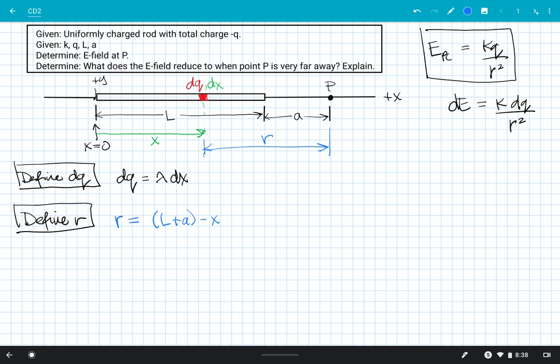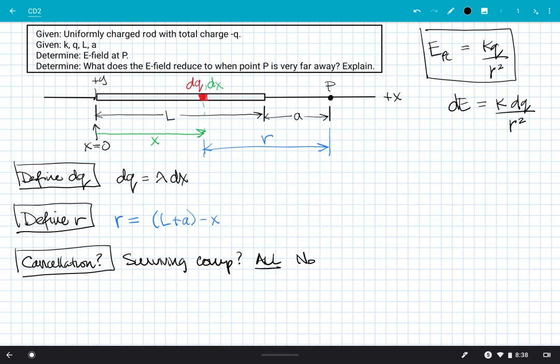So I have dq defined, I have r defined, and then for the surviving component, we need to pause for a moment and think about cancellation. I would ask myself here, is there any cancellation? Do I need to worry about a surviving component? All of it survives, so there's no cancellation. I'll let you think about that, and let's draw in our dE because I didn't do that. That's of course the contribution to the electric field from dq. Now remember that dq is negatively charged, so my dE is going to be right in here. It'll look like this.